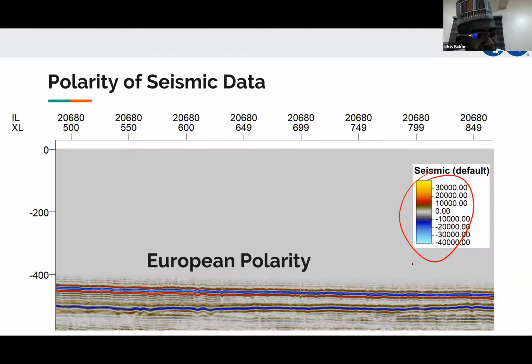It would probably take some people new to seismic interpretation a while to really wrap their heads around this polarity issue.